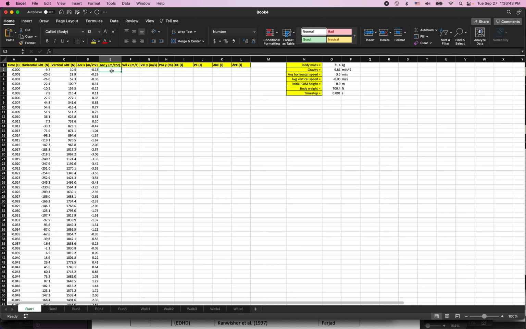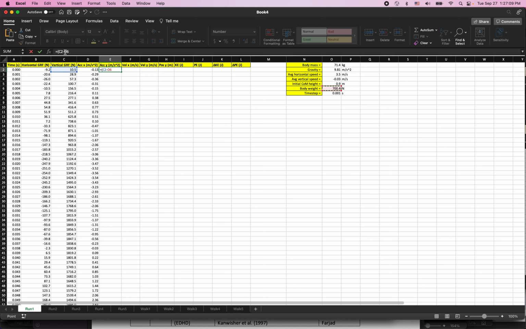Okay, similarly, to get the vertical acceleration, we're going to sum up all the forces in the vertical direction and divide that by the body mass, and that's going to give us the vertical acceleration of the center of mass. Now, this is a little more complicated than the horizontal direction because there are two forces acting in the vertical direction. So I'm going to sum those forces up, and that's my ground reaction force minus my body weight. Okay?